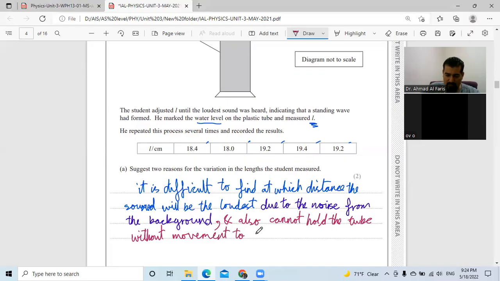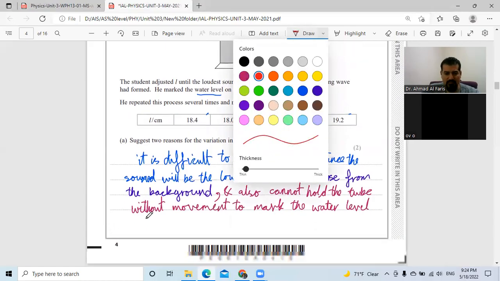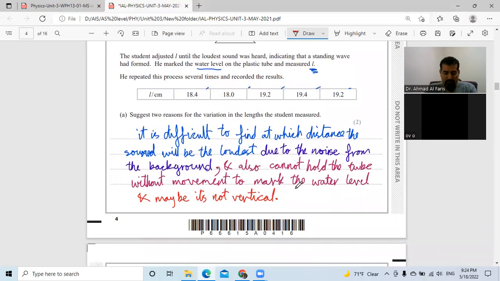To mark the water level, and maybe it's not vertical. Okay, so these are the ideas of how, in reality, when we do this experiment in school, we cannot have an accurate value.